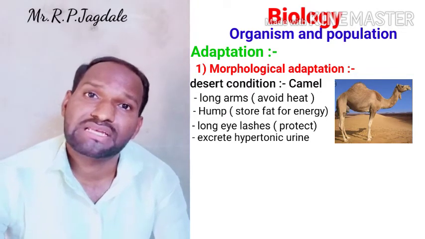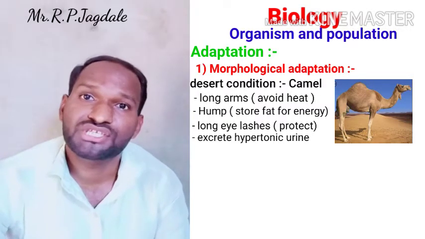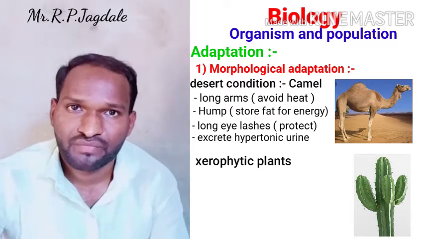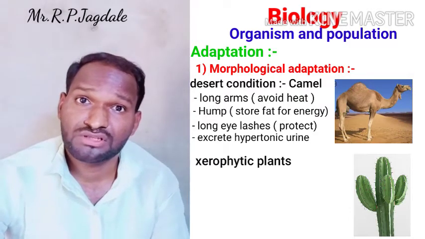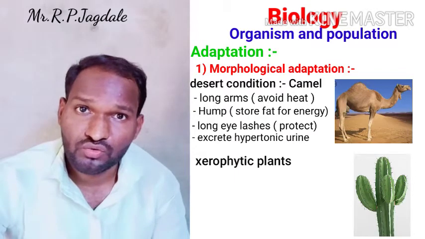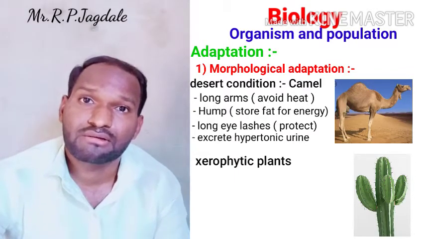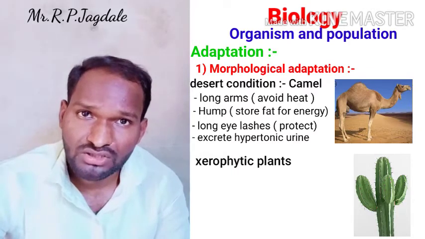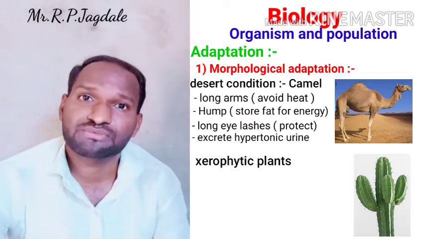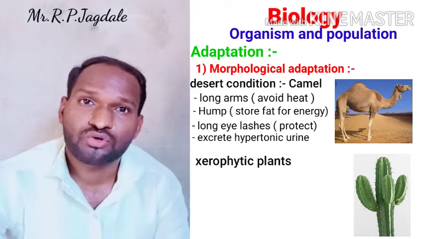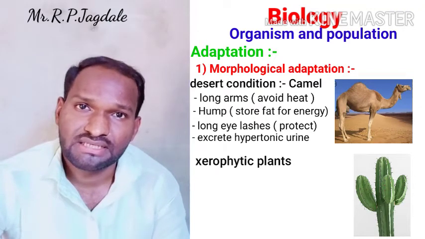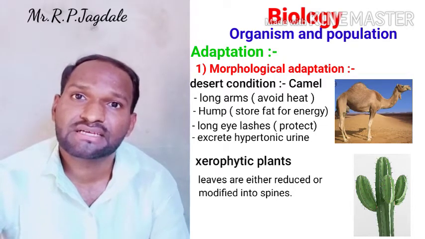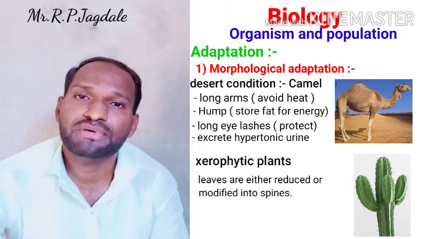Now coming to the plants which live in the desert conditions, that is xerophytic plants. In plants, maximum water loss is by transpiration, and in desert conditions, if transpiration is more, then water is lost very much. Transpiration is performed by the leaves, because stomata are mostly present on the leaves, and transpiration occurs through the stomata. So to stop excess transpiration in xerophytic plants, the leaves are much reduced, or else modified into spines, so that minimum transpiration occurs.